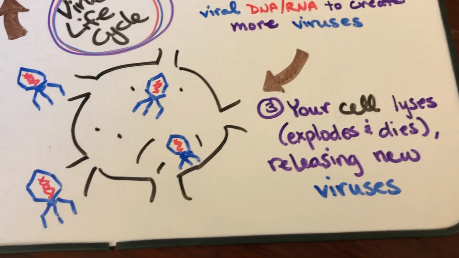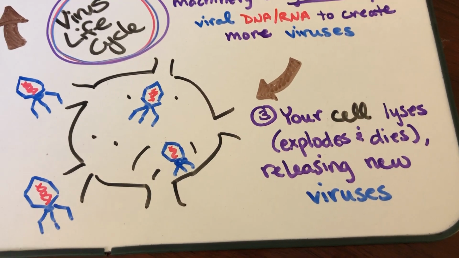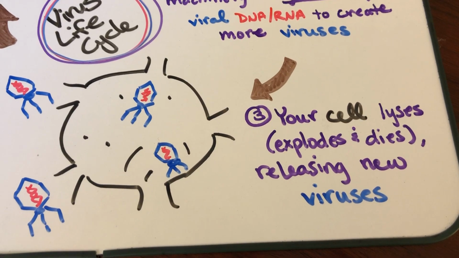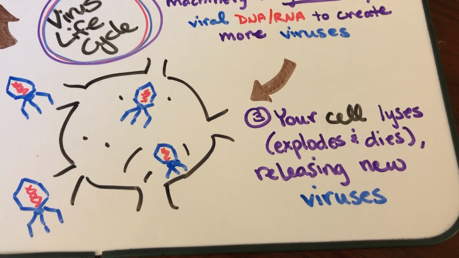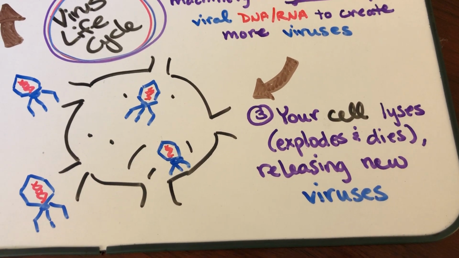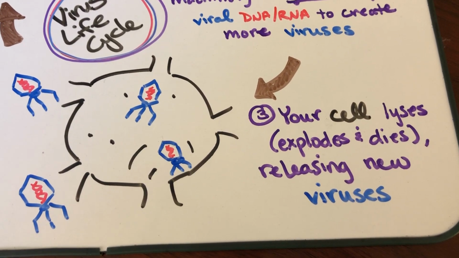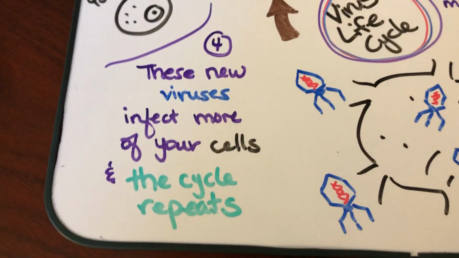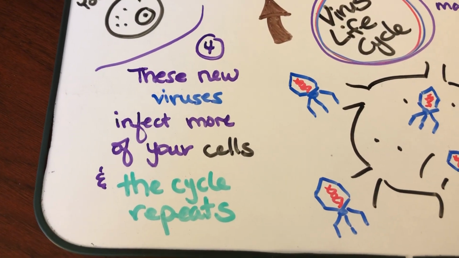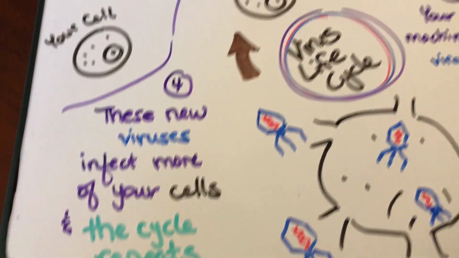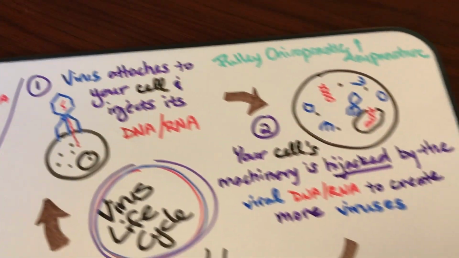Over time, what happens is that once your cell has created as much virus as it can contain, your cell lyses. What this means is that it essentially explodes and dies, which allows it to release these viruses into the rest of your body. And then what ends up happening is that these new viruses go around and inject even more of your cells, and then the cycle repeats, as you can see.